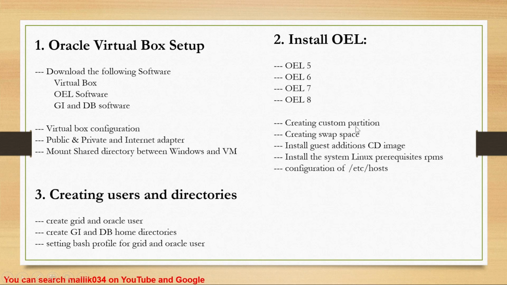You need to create a boot partition, swap partition, user owned partition, home partition, and root partition. Everything I'm going to show you, how to do custom partitions. And creating a swap space, again one of the critical and important steps. I'm going to show you how much swap you need to select based upon your RAM.